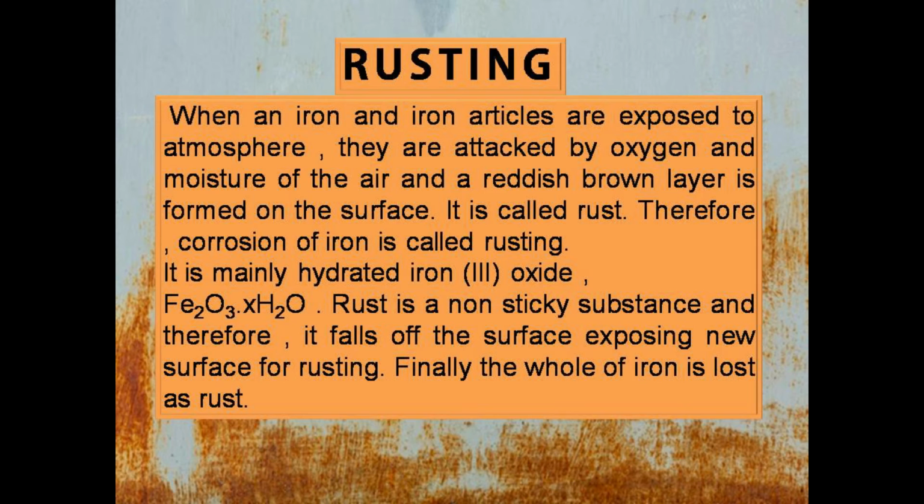Now, what is rusting? Rusting is an example of corrosion in which a layer of iron is exposed to the atmosphere and is eaten by the atmosphere. Eaten means it is destroyed by the atmosphere. A brownish or reddish-brown layer is deposited on the iron. It is called rust, and this process is called rusting. Rust is a non-sticky substance and therefore falls from the surface, exposing a new surface for rusting. Finally, the whole of the iron is lost as rust.